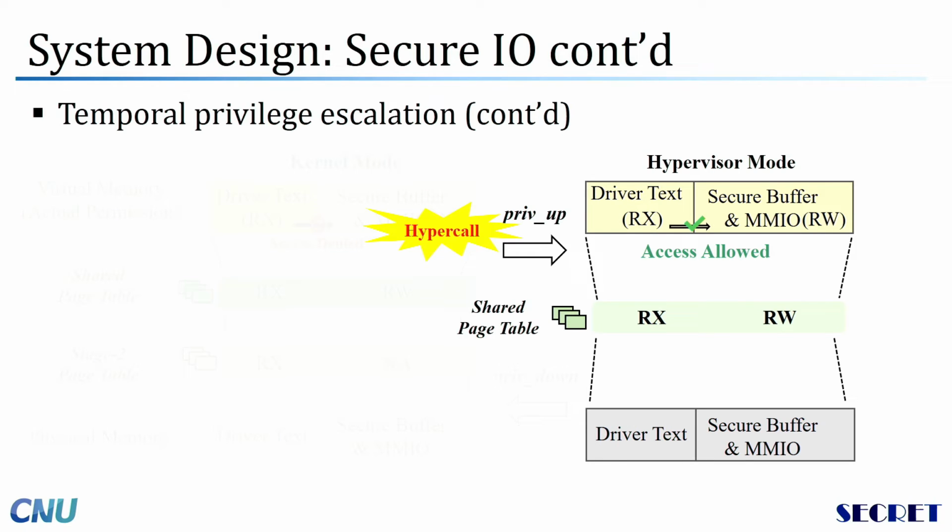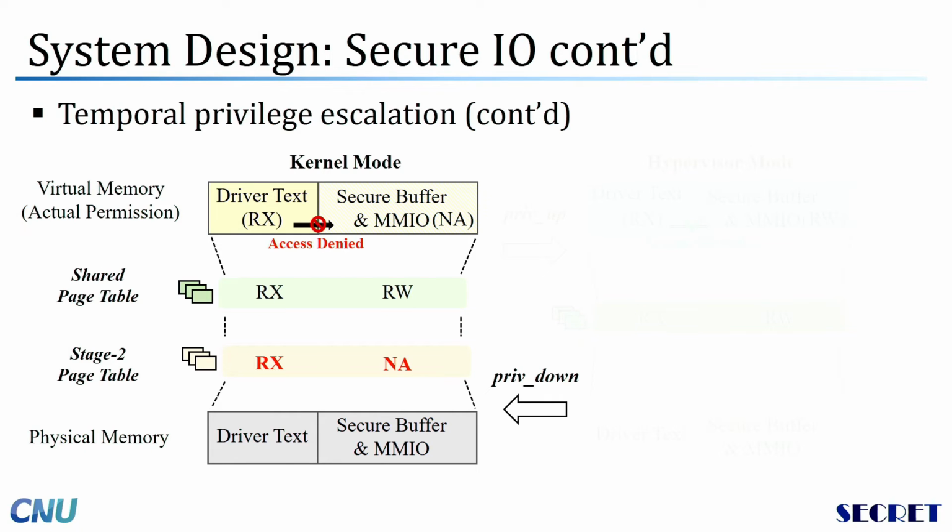However, the buffer and MMIO region are accessible in the hypervisor mode because the stage 2 page table is not used in the hypervisor address translation. By using the MyTEE API framework, we escalate the privilege of code blocks to the hypervisor mode that then need access to the protected object. We can also return back to the kernel privilege by using another API, MyTEE PrivDown.